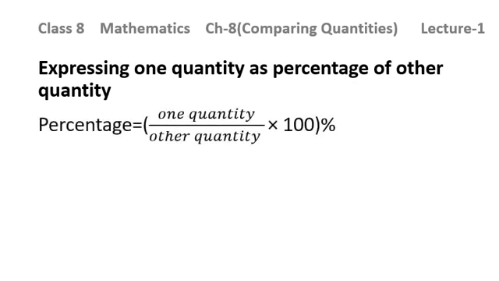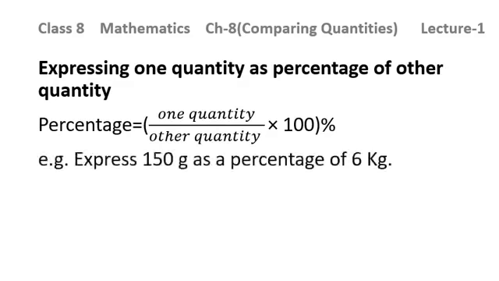Now, how to express one quantity as a percentage of the other quantity? This is another subtopic. If one quantity is given to you, then how can you express that as a percentage of the other quantity? Basically, this is the formula: percentage is equal to one quantity over the other quantity into 100%. Simple as this. Let us see an example. Express 150 grams as a percentage of 6 kilograms. First of all, I need to use this formula. Percentage is equal to one quantity over the other quantity into 100%.